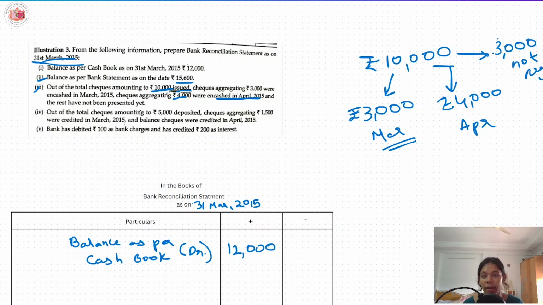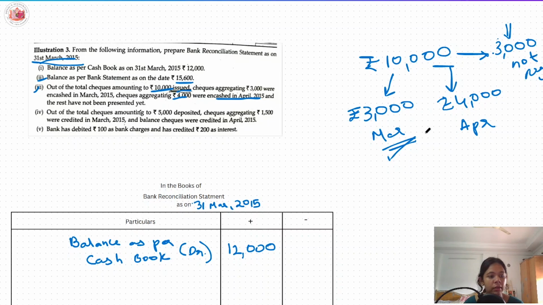So in my books, I have issued checks worth rupees 10,000. But actually from that 10,000, how much has been encashed? How much has been presented? See, only checks worth rupees 3,000 and 4,000 were presented. The third check of rupees 3,000 was not even presented yet. Of these two, only the 3,000 rupee check has been encashed by the receiver. This 4,000 rupees check was encashed only in the month of April. So that means in the month of March, only 3,000 rupees got deducted, not 10,000.